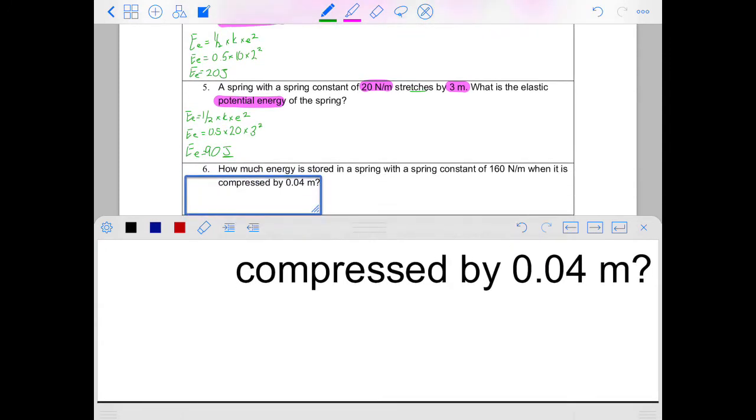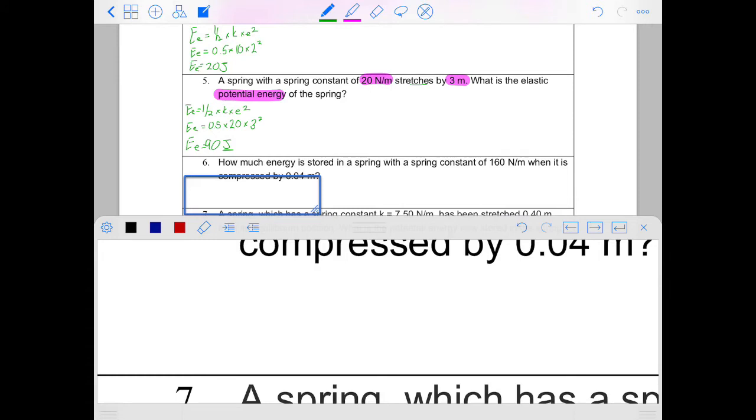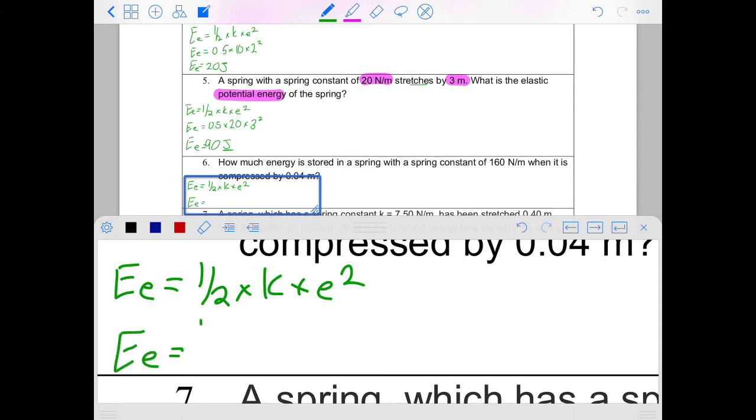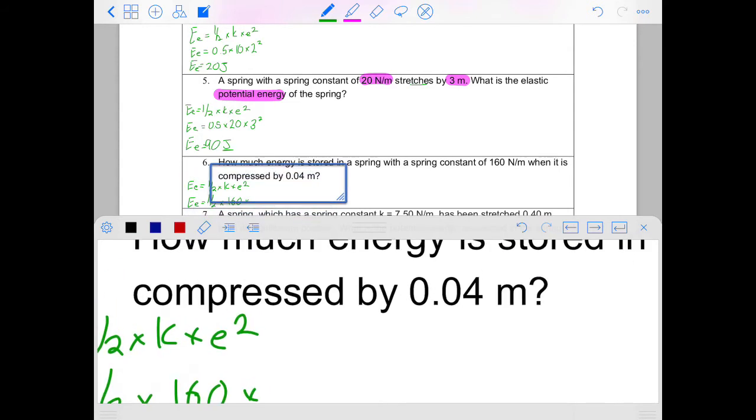So how much energy is stored in a spring with a spring constant of 160 newtons per meter when it's compressed by 0.04 meters? Pause the video, give it a go. Our answers, we start with writing our formula. So our elastic potential energy is 1/2 times our spring constant times our extension squared. Our elastic potential energy is equal to 1/2 or 0.5 times our spring constant is 160 newtons per meter. So we're all right there, times our extension, because it's compressed, which means it's gotten smaller.